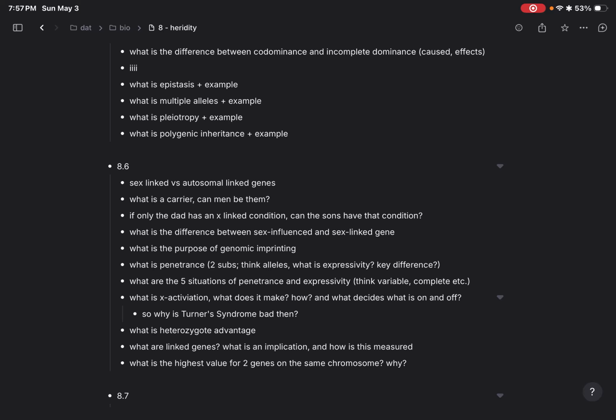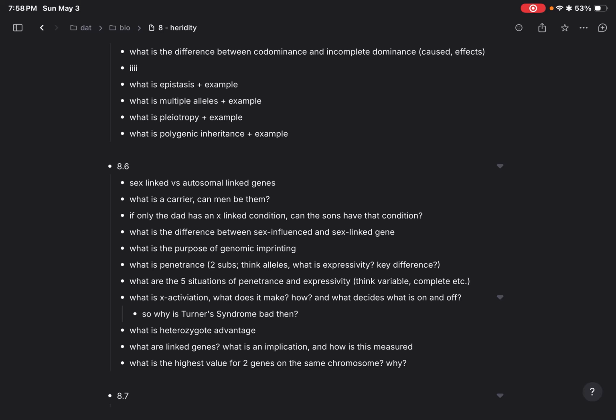What is penetrance? And then what is expressivity? So penetrance is like if a gene will be expressed. So you could have complete penetrance or incomplete penetrance. If you have complete penetrance, then 100% of the individuals that carry that affected gene will be blind. So penetrance is the probability that an organism with a specific genotype will express the corresponding phenotype.